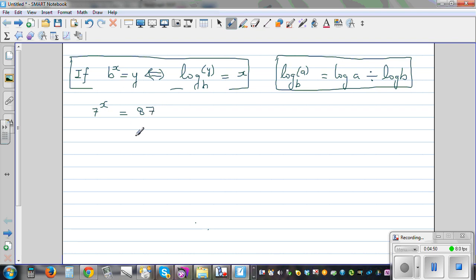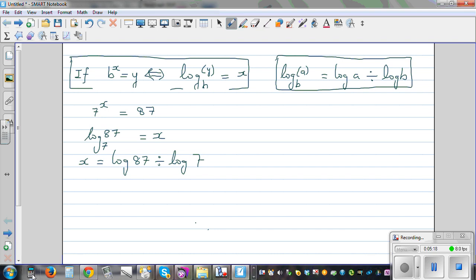Applying this rule, I can say this is the same as log base 7 of 87 equals x. Can you read the rule? 7 to the power x is 87. So applying the second rule, x is log 87 divided by log 7.